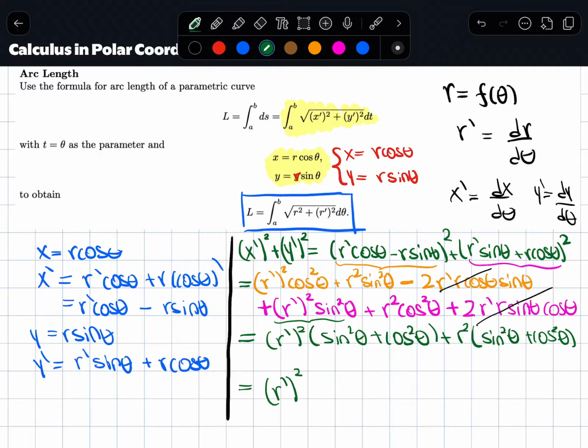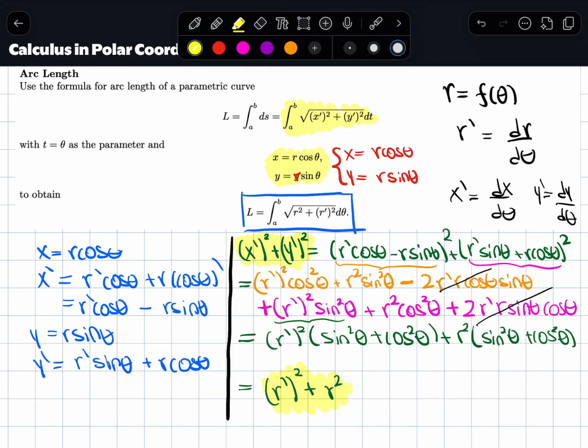And that is x prime squared plus y prime squared, which is just the same as this. And that is what I replace into my formula. I replace this into this formula inside of the square root to get this one. Okay? So that's how you obtain this formula.